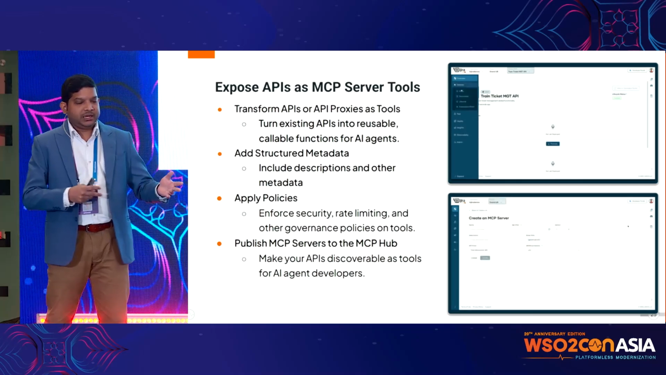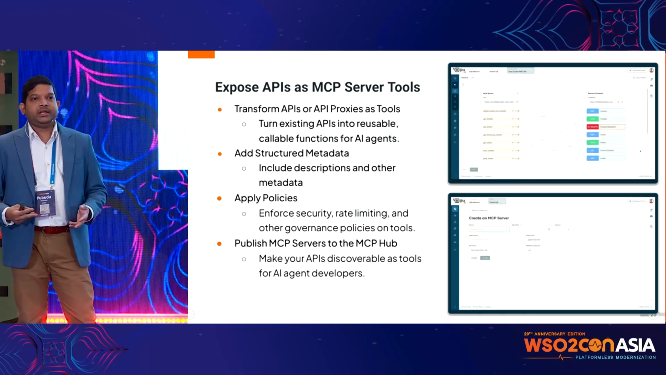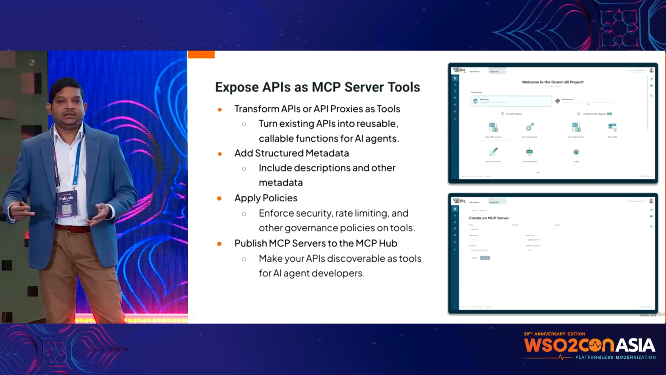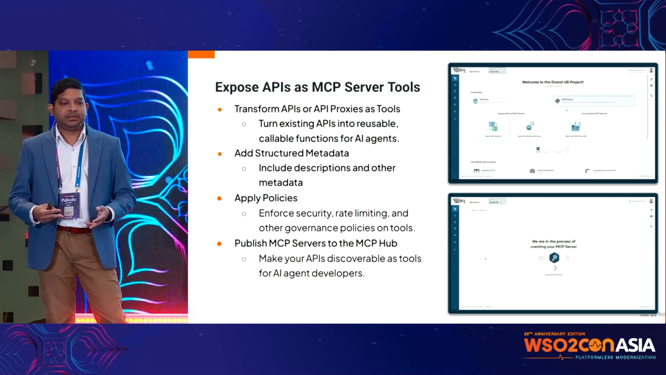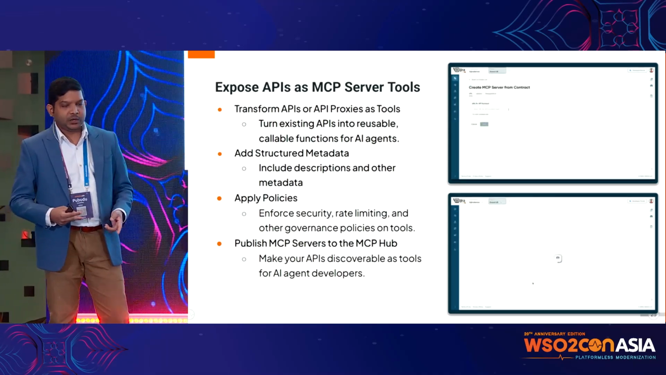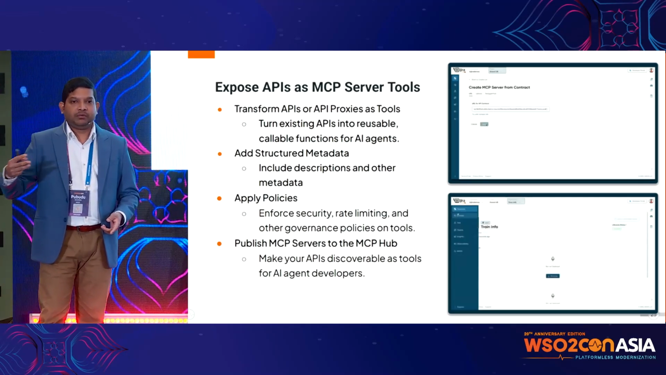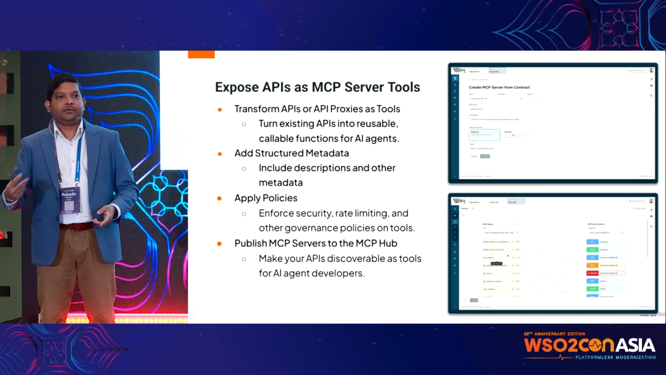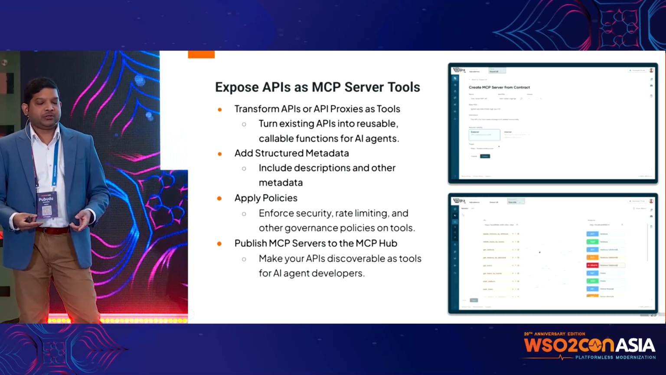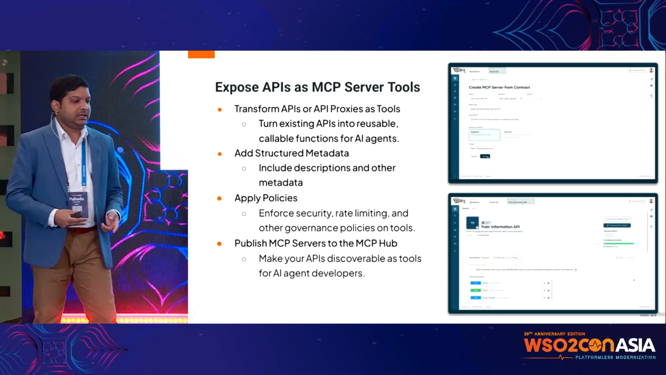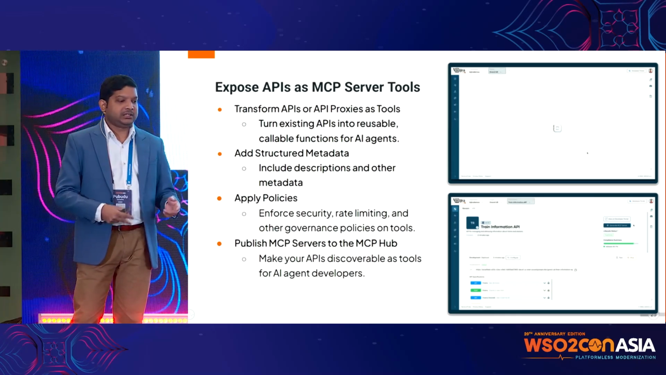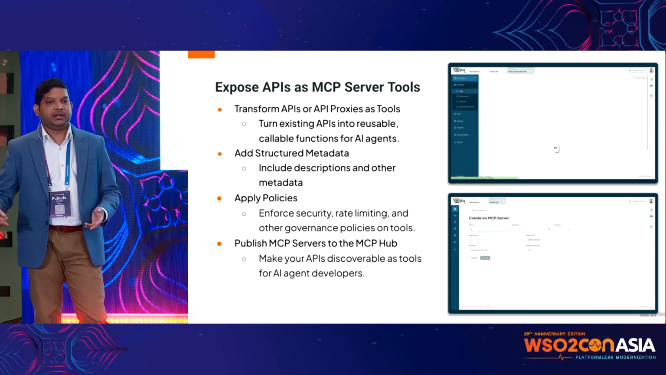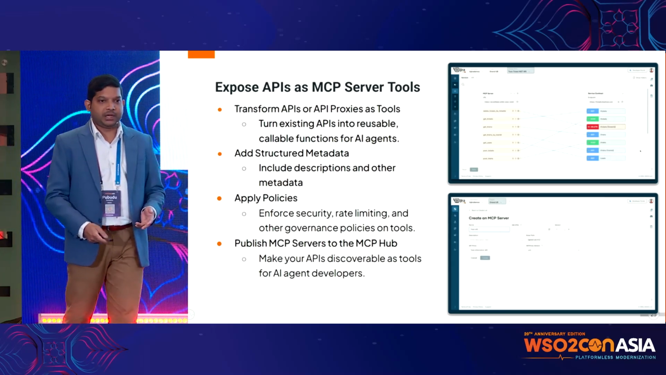So the next one is about, let's say you already have an API proxy that has been utilized in different application development. Now, with one button click, you can generate an MCP server for that API proxy as well. Similar to the flow that I explained, you can add some metadata, you can add policies, and then finally you can push it to the MCP Hub.